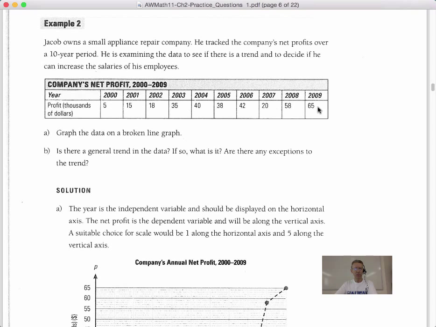Here's his profit over the years. It's steadily increasing by the looks of it. Well, maybe not steadily, but it's increasing. Graph the data on a broken line graph. Is there a general trend? If so, what is it? Are there any exceptions to the trend?